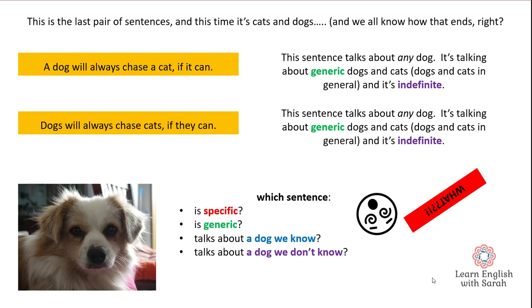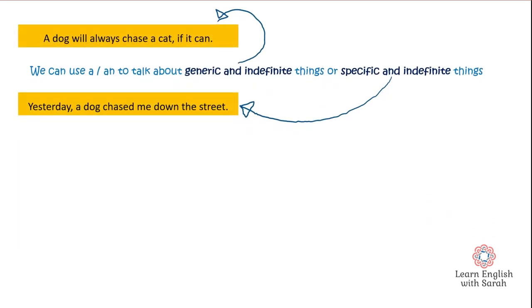So that's really strange, right? Because we've got two different sentences with the same meaning. What is going on? So we can use a or an to talk about generic and indefinite things, like up here, or specific and indefinite things, like we have down here. So it's always indefinite, but it can be specific or generic.